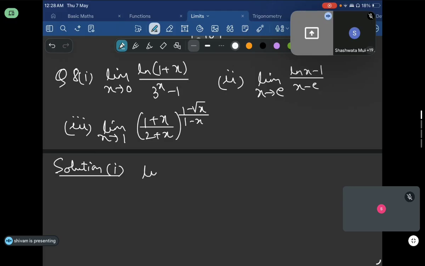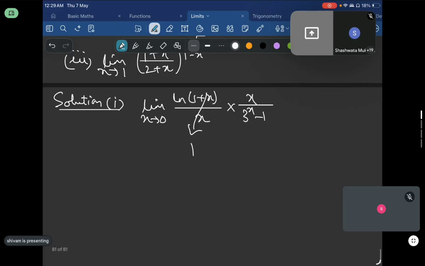So everyone, this will become limit x tends to 0, ln 1 plus x. We need to divide it by x to make it into standard form, multiplied by x by 3 to the power x minus 1. This will be 1 divided by ln 3. Done.